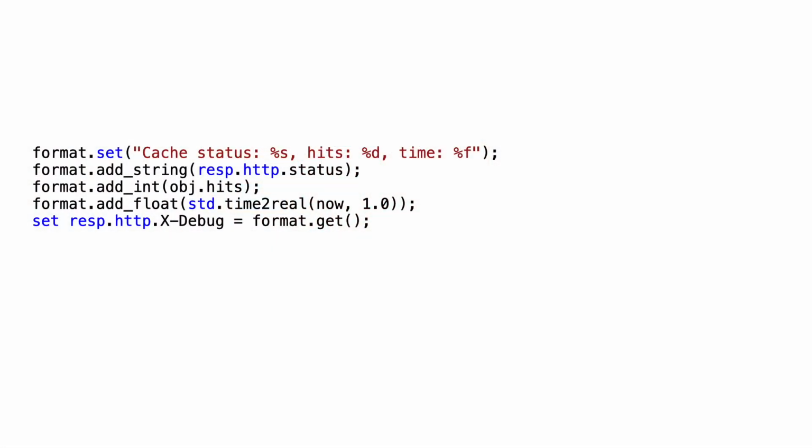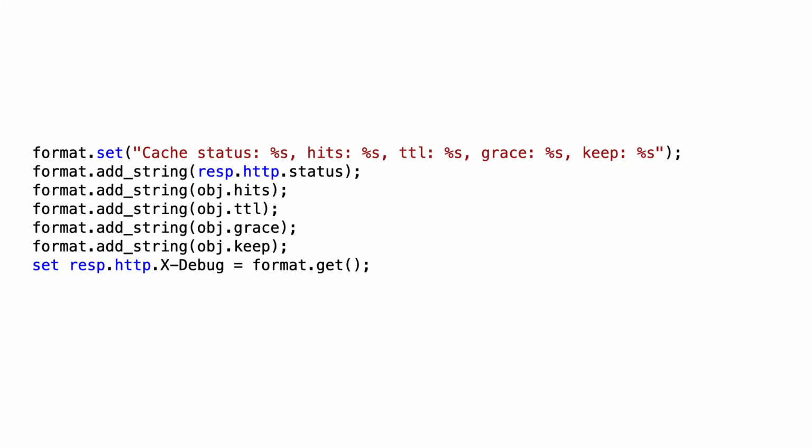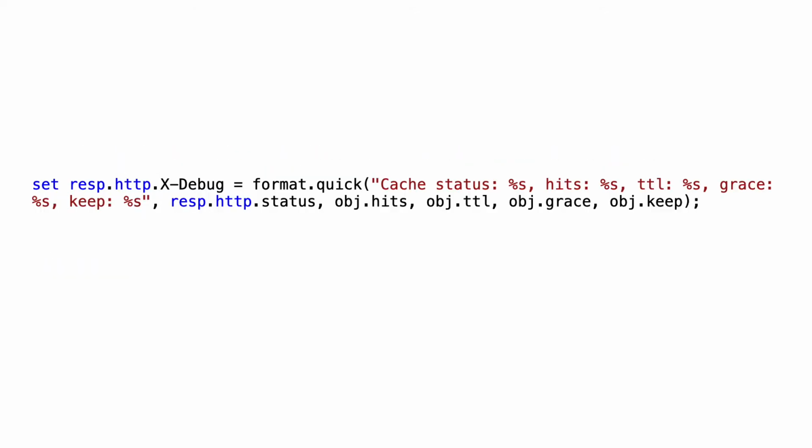There's yet another feature that I want to highlight. In all the examples so far, we used format.set to set up the formatted string, and then used add_string, add_int, add_float to inject the values. And then in the end, we needed to use format.get to get the value. There's a quicker way around this. What if we can turn this example into this?